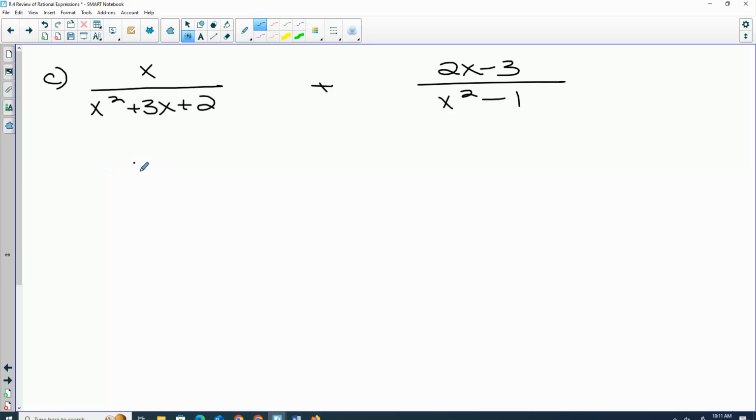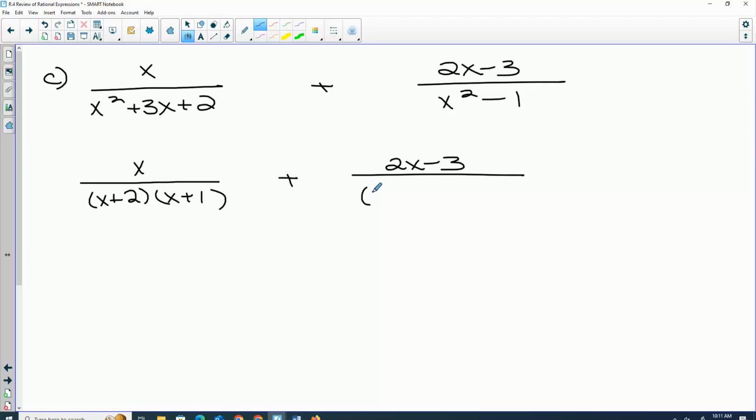Factor. We only need to factor the denominators here. So multiply to 2 and add to 3 would be 2 and 1. Back there, x squared minus 1 would factor into x plus 1, x minus 1. Once it's factored, it's a lot easier to see what we need to multiply by.